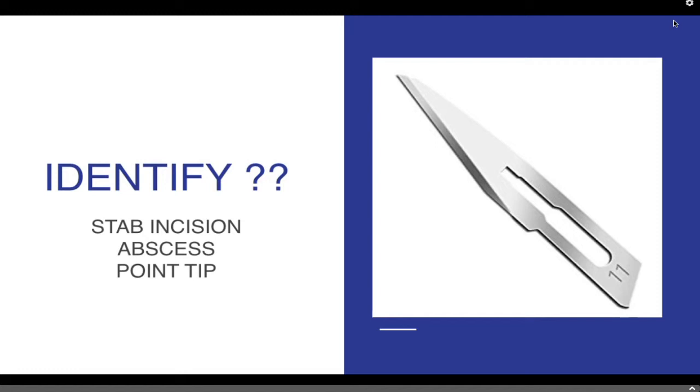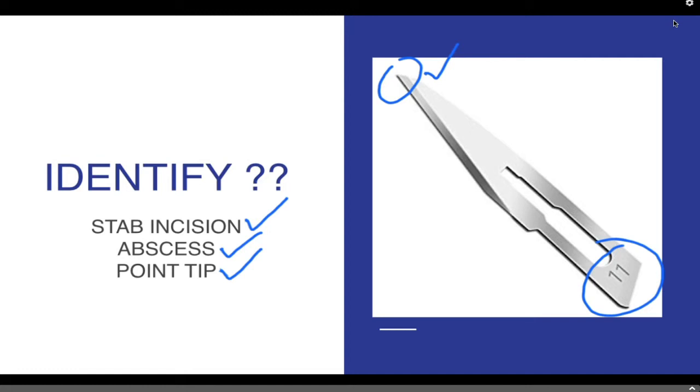Diagram based things we have covered, so I'm just going to recap a few things. If you see this knife, we have learned this is the number 11 blade. Regularly the number 11 blade has a pointed tip. Pointed tips are regularly used to give a stab incision in abscess. A stab incision is an incision given to treat abscesses. So the 11 is a pointed tip which is used for stab incisions for treating abscess cases.